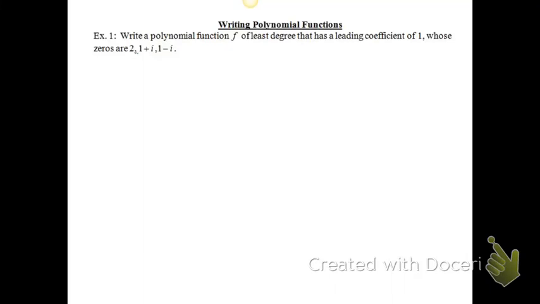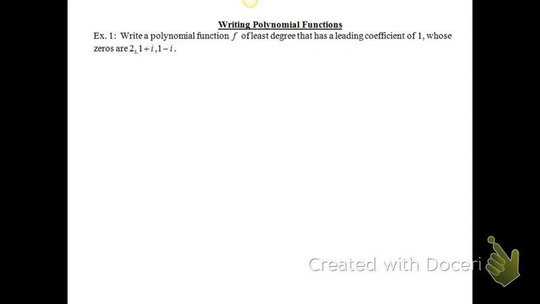In this video, we're going to be writing polynomial functions given the zeros of the polynomial function. And the first example says, write the polynomial function f of least degree that has a leading coefficient of 1 whose zeros are 2, 1 plus i, and 1 minus i.